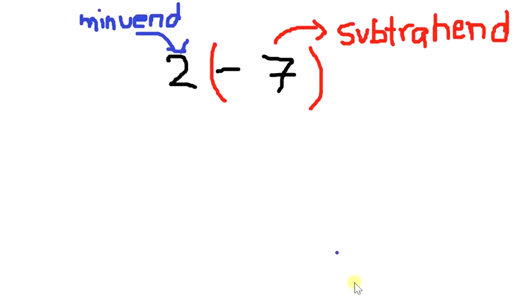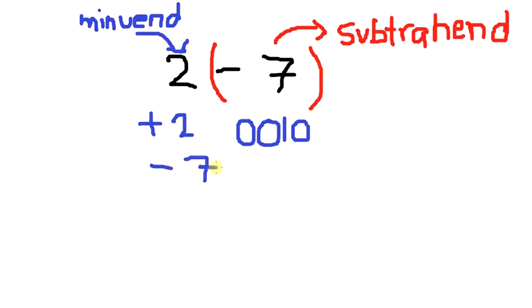Okay. For example here, for the minuend, this one is positive 2. So in binary numbers, it is 0, 0, 1, 0. For negative 7, when you convert to the 2's complement, still remember how you want to convert to the 2's complement, right? So 7 is 0, 1, 1, 1.